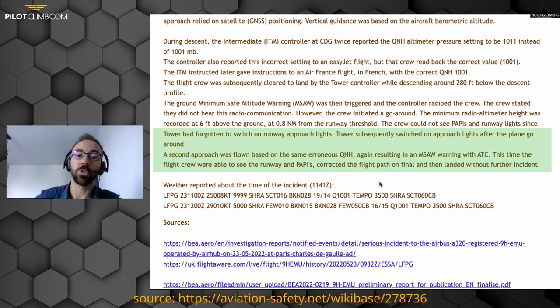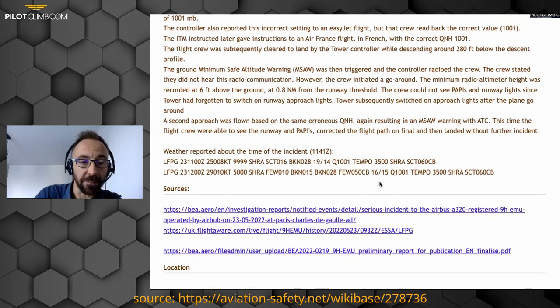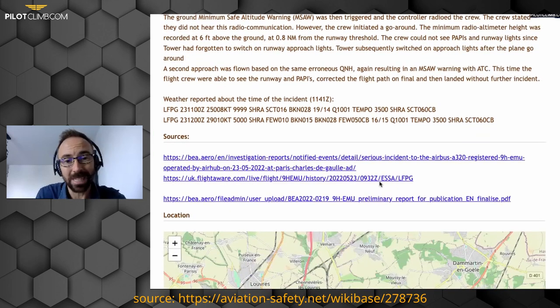The second approach was flown based on the same QNH, again resulting in the terrain warning, but this time the flight crew were able to see the approach lights, corrected the flight path on final, and then landed without further incident. All right, guys, so then we have the weather report, which was basically IMC weather, even though the visibility was 10 kilometers. From what I know, the day was quite bad.